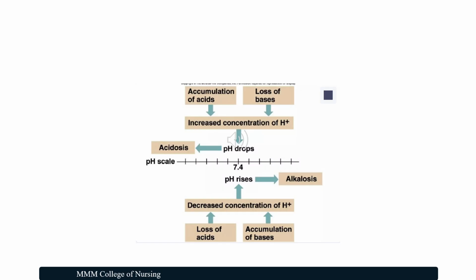Whereas in alkalosis, there is a loss of acid and an accumulation of bases, which is further accompanied by a decrease in the concentration of hydrogen ions. When there is a decrease in the concentration of hydrogen ions, the pH level rises. When the pH level rises, it leads to alkalosis.